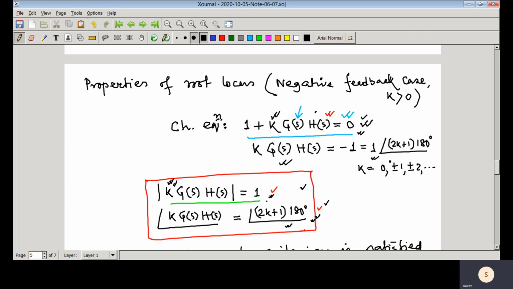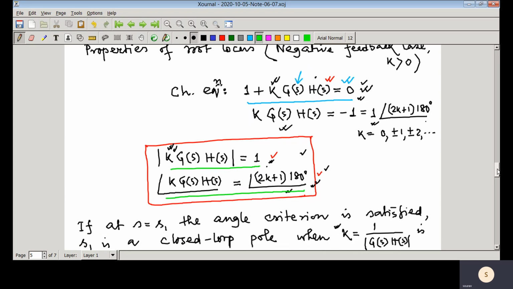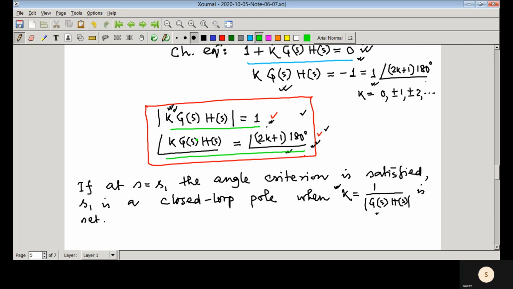And we have written that characteristic equation in this polar form, that is KGSHS equal to -1. So if we write it in polar form, then we get two conditions. One is that gain condition, another one is that phase condition. So whenever we have a point for which this phase condition is satisfied, then automatically we have one K, and that K value is this one, such that this gain condition would be satisfied. So in root locus, basically that phase condition is important. Once that phase is satisfied, we can always find a gain so that the characteristic equation would be satisfied.